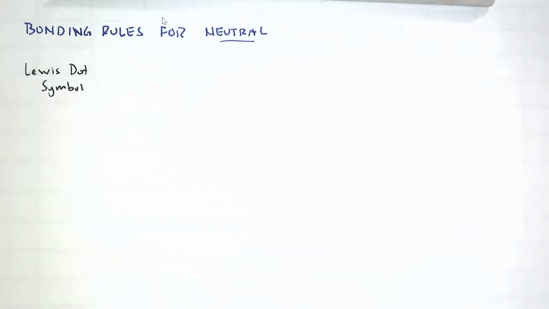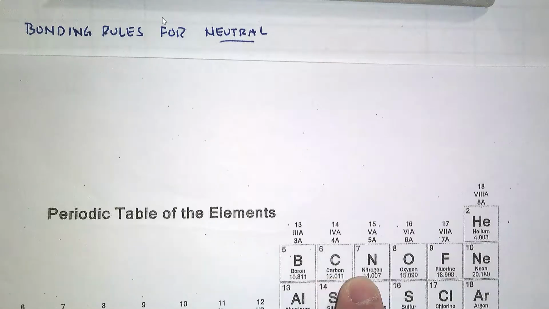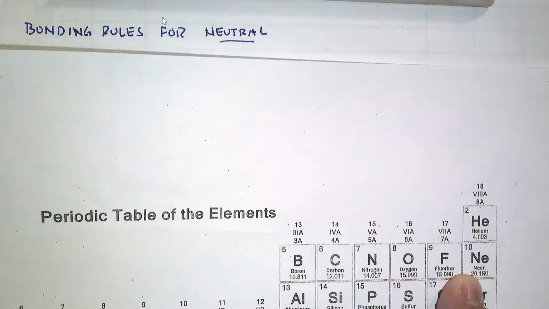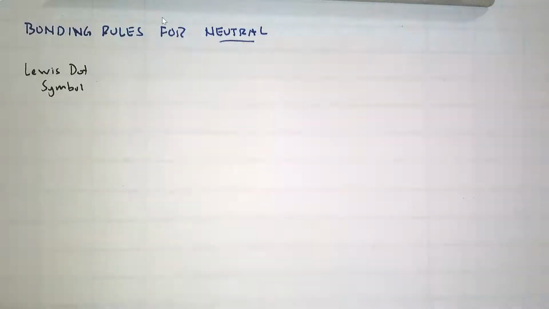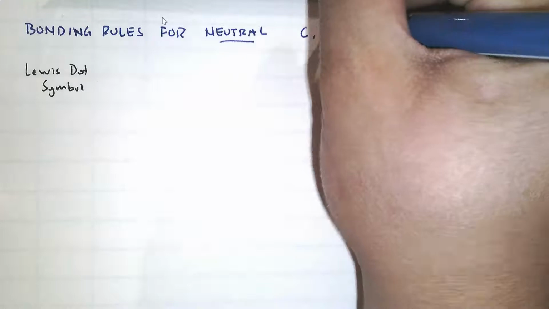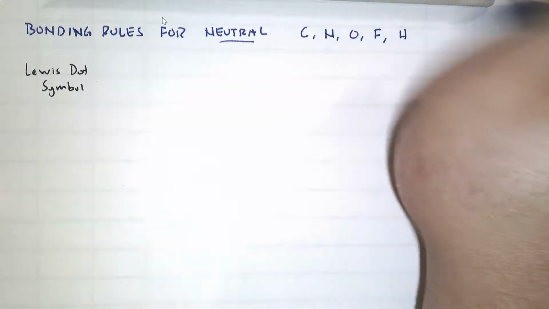And we're just going to go down period 2: C, N, O, F. Neon already has a filled valence shell, so it doesn't require covalent bonding to add electrons to its octet count. So we're not going to do neon. They don't participate in any type of chemical covalent bonding. And we're going to do hydrogen as well. So neutral C, N, O, F, and H.